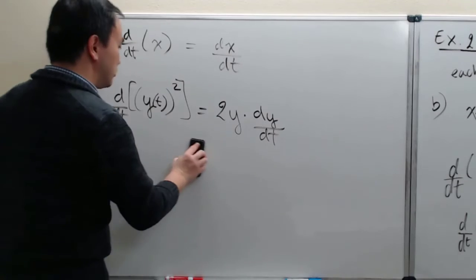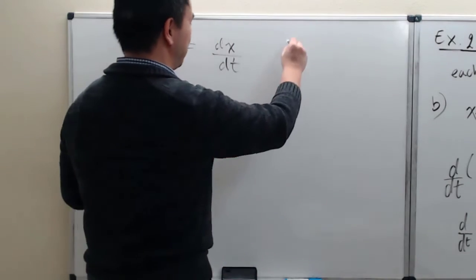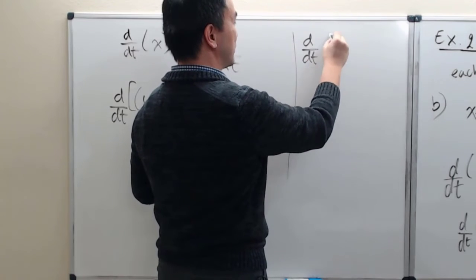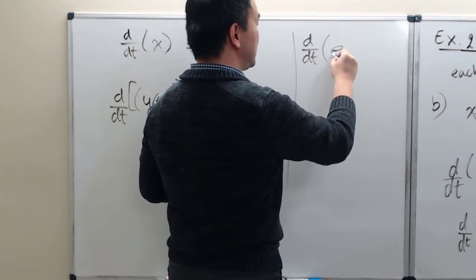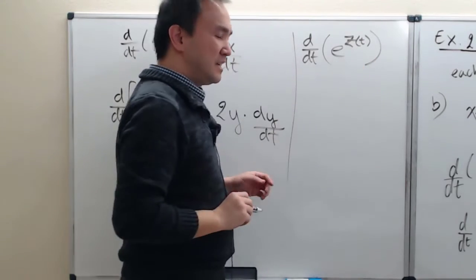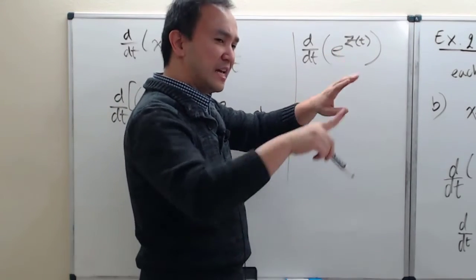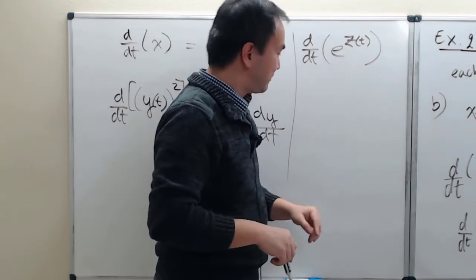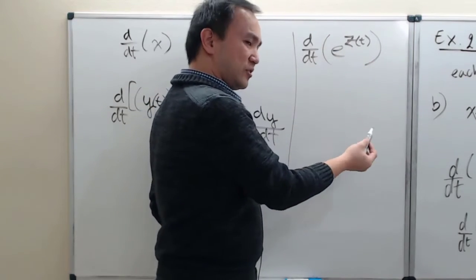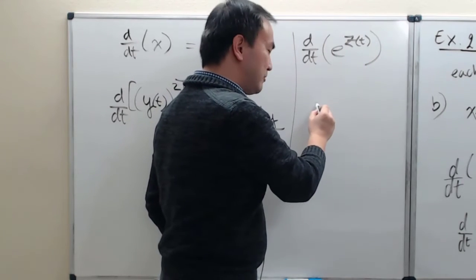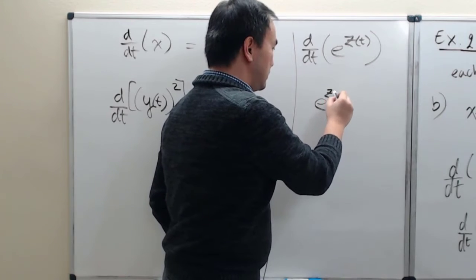Actually, let me roll back a little bit, because I forgot about the right-hand side term. Differentiating the right-hand side with respect to t, we got e to the z, but z itself is a function of t. So the exponential function is the outside, and z of t is the inside function of that. As we take the derivative, the chain rule says we take the derivative of the outside, which gives me e to the z.